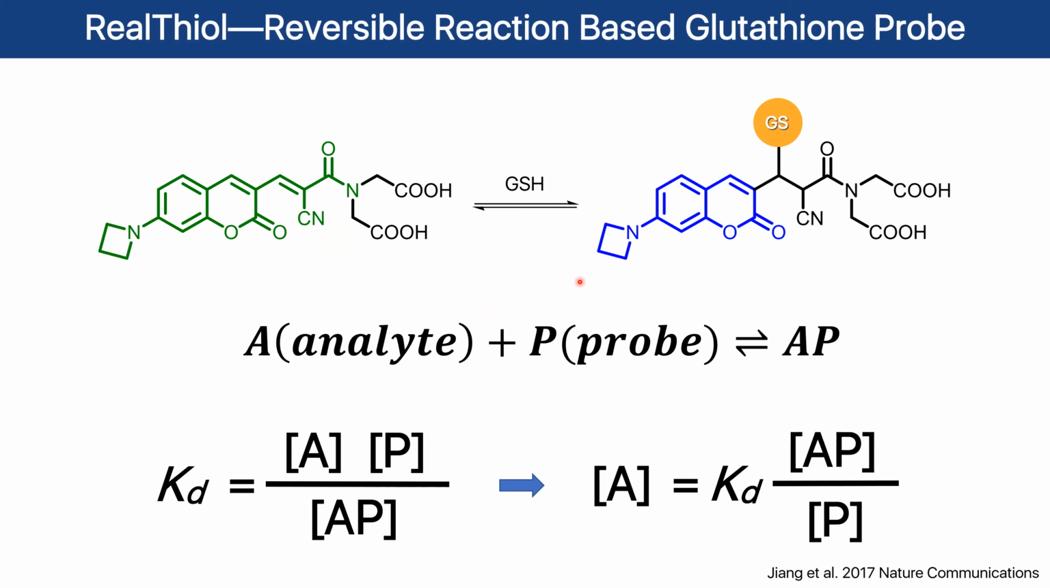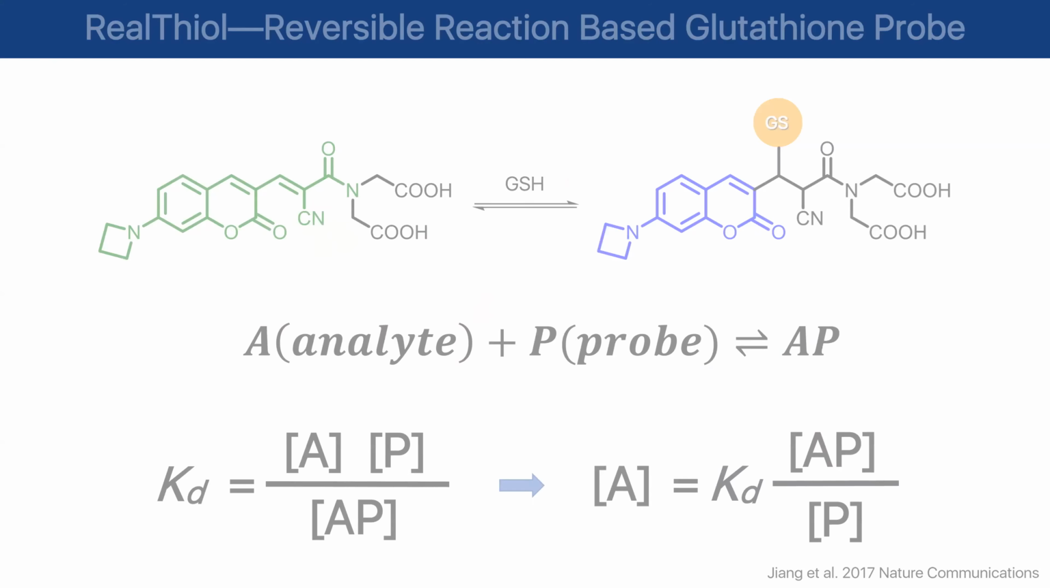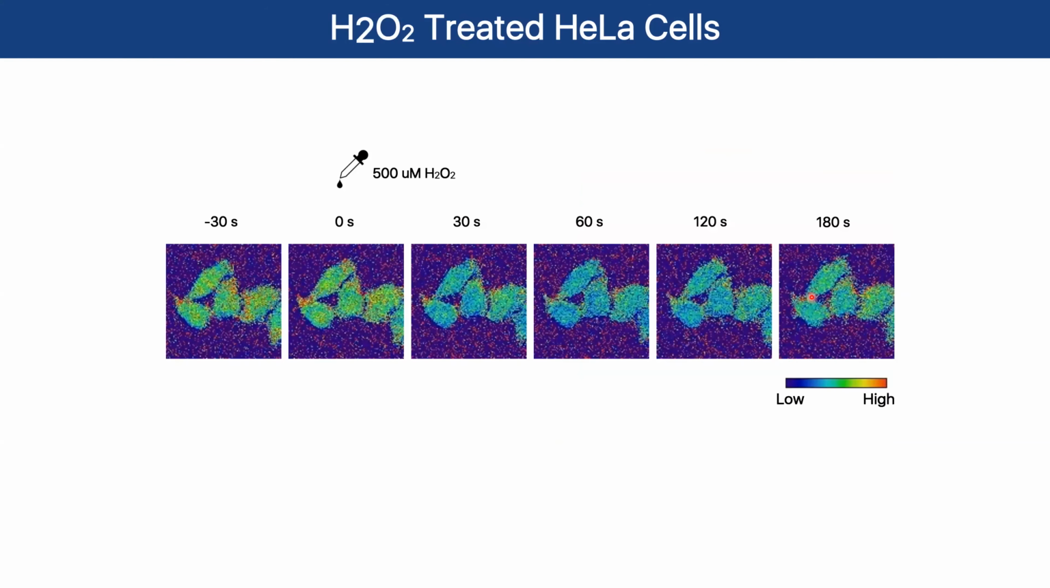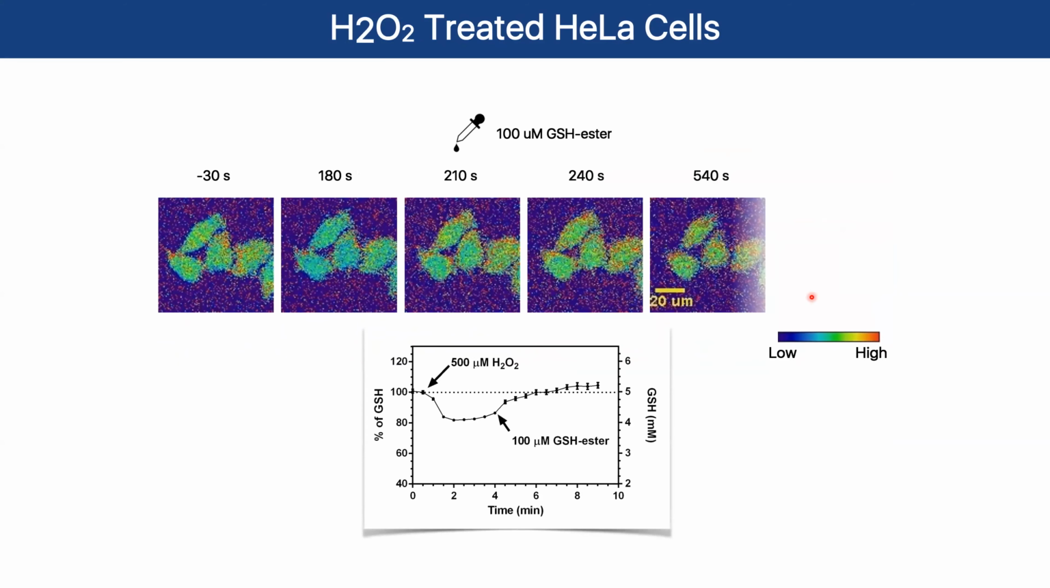Because we don't have a lot of time, I want to skip all the details. You can use these probes directly in live cells. You will be able to image both the blue channel and the green channel. Then you divide blue by green, and you get a so-called ratiometric map. Based on a standard curve, you can also calculate the glutathione concentration in cells.